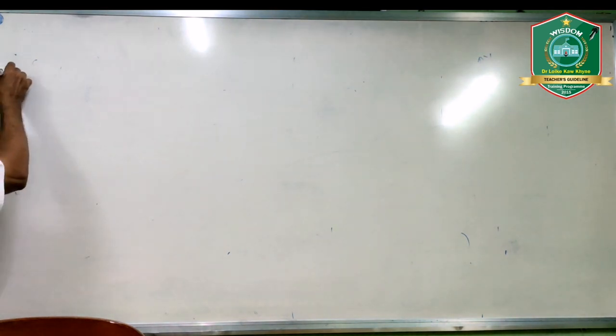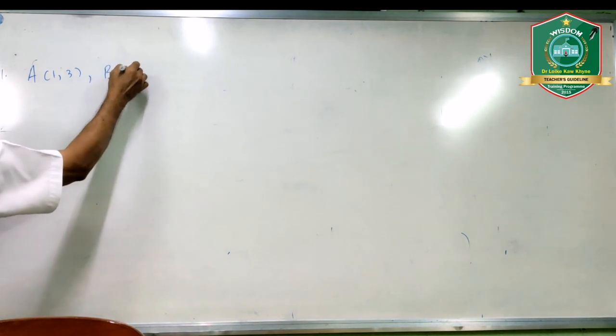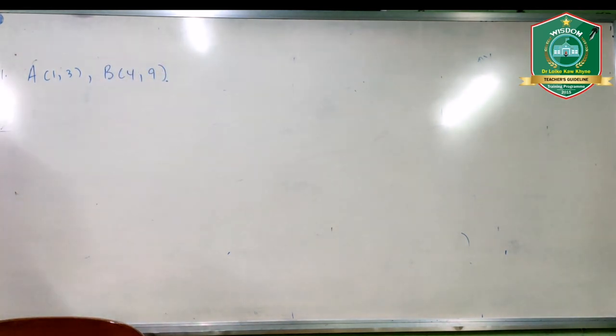Now, number one. Find the equation of a line passing through the points A (1, 3) and B (4, 9).